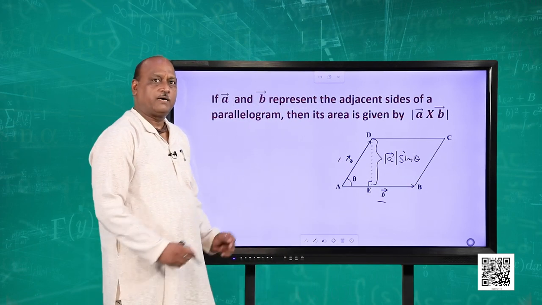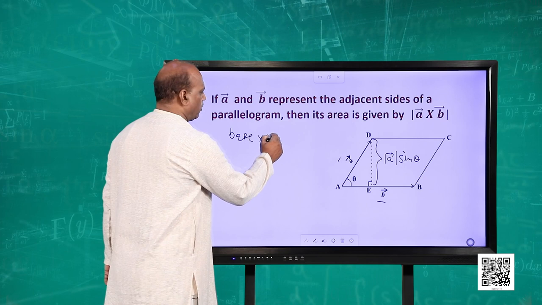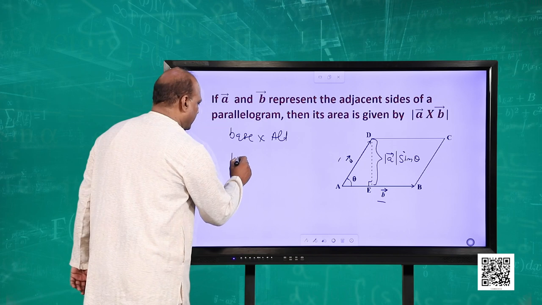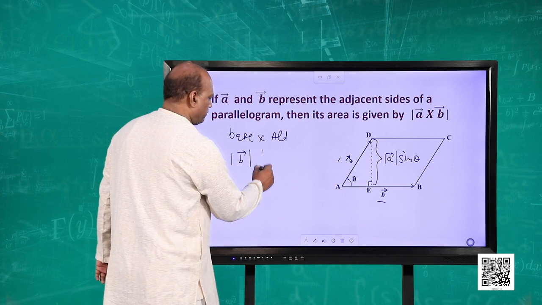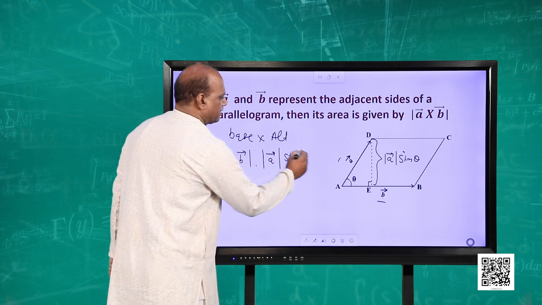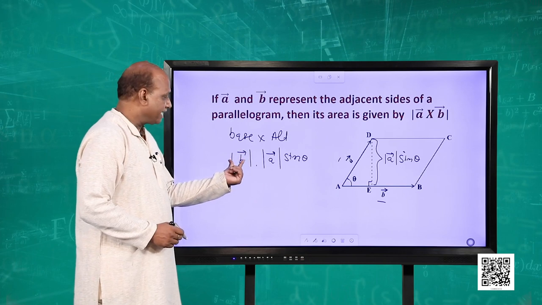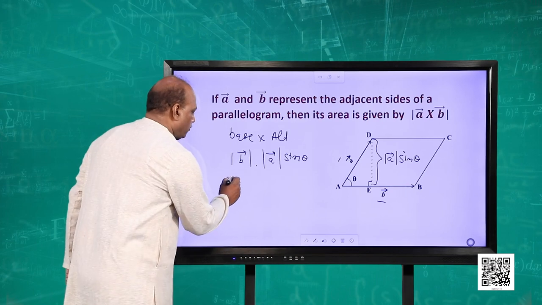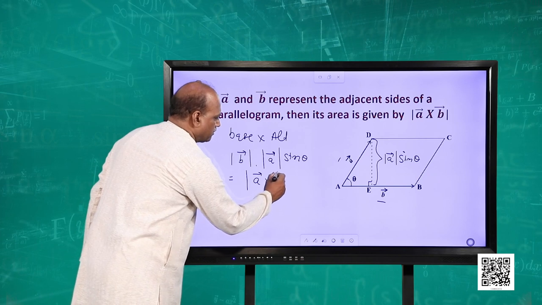Area of parallelogram equals base into altitude. Then the base is magnitude of B and the altitude is magnitude of A sin theta. Here magnitude of A into magnitude of B sin theta equals the magnitude of A cross B.